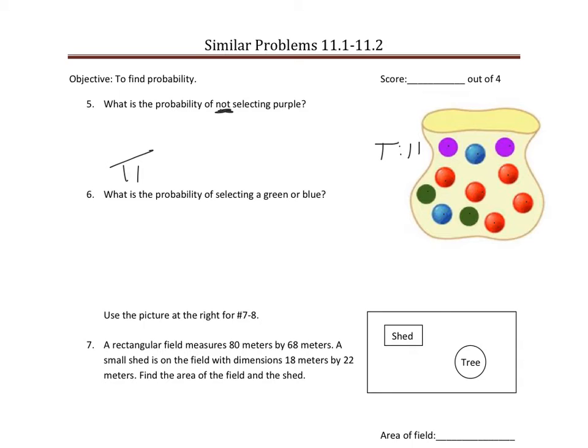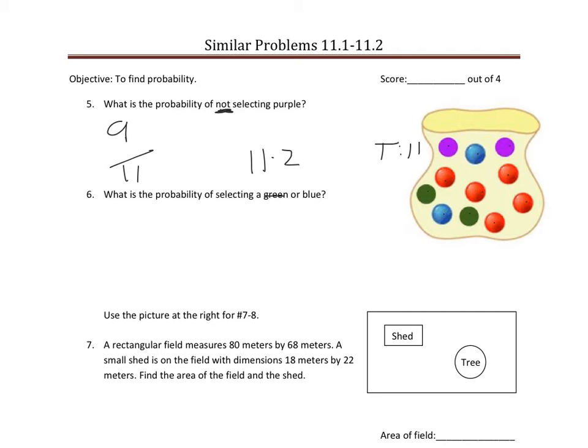Now there's two ways I could do this. I could add up all the ones that are not purple, or I could take my total and subtract the ones that are purple. So I have two purples, and I'm going to take 11 and subtract 2, because then everything else would not be purple. So 9 out of 11.